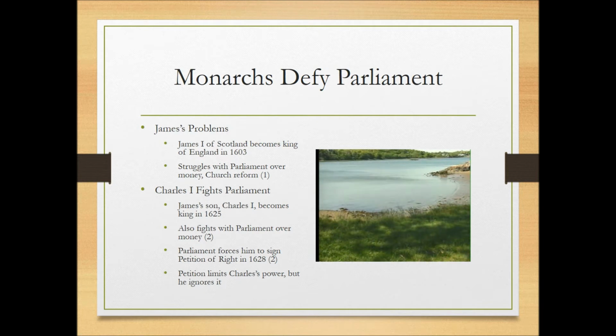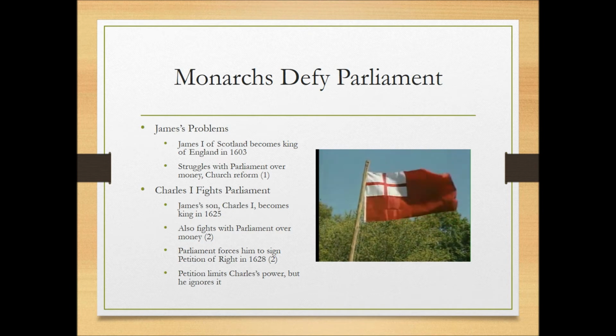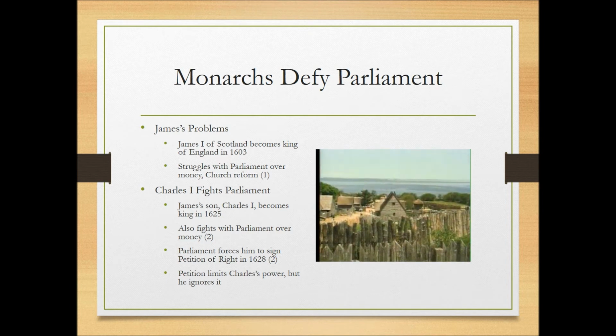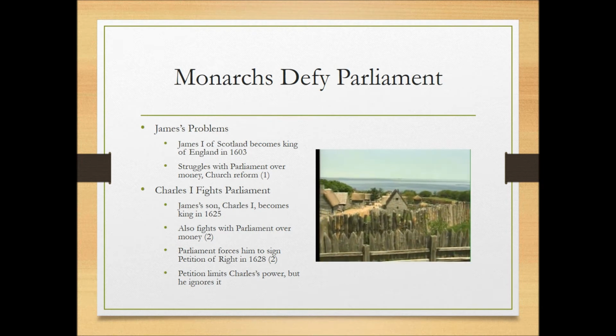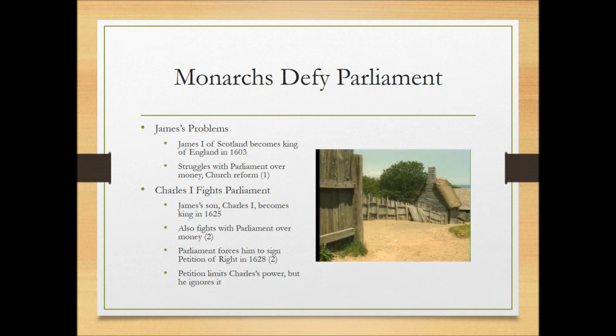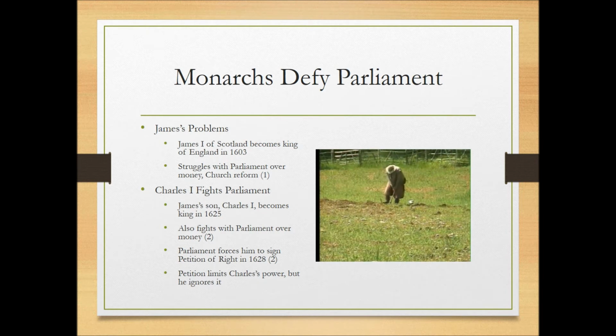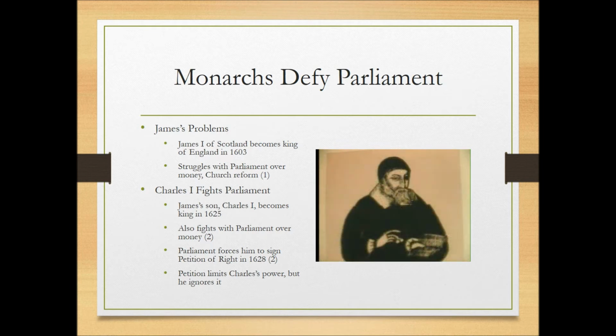And while King James continued these clashes through the rest of his reign, his son Charles was actually forced to sign a document called the Petition of Right in 1628. And this document limited the king's power. But he refused to obey it. He said, okay, whatever, I'm going to sign this thing. But just watch me, because I'm not going to listen. You try to limit my power, but forget about it.